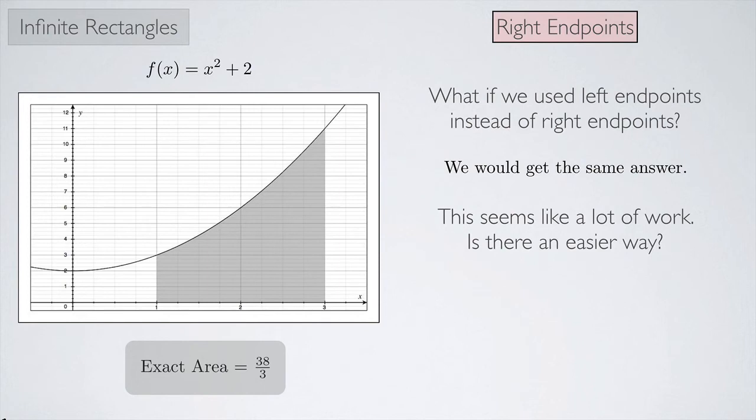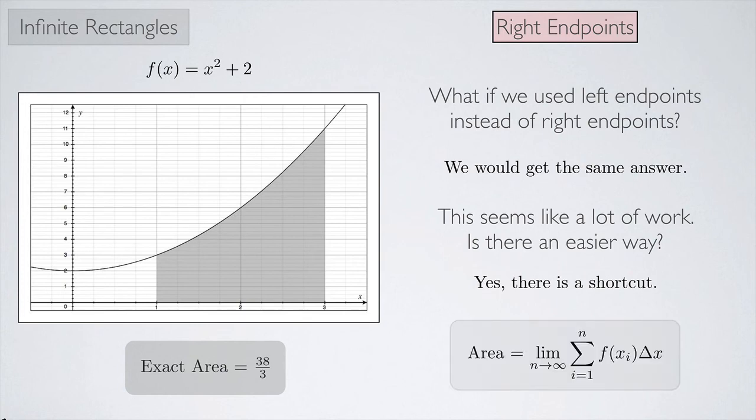And this seems like a lot of work. Is there an easier way? And in fact, there is a shortcut, but it's not as illuminating as this way is. This actually shows you where that area comes from. So for now, this is the general formula to find the area under a curve. You take the limit as n goes to infinity of the sum from i equals 1 up to n of f of x sub i, that represents the height, times delta x, that represents the width.